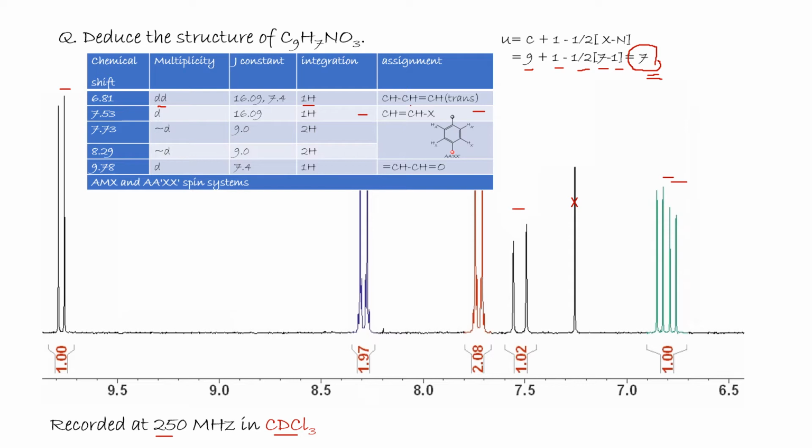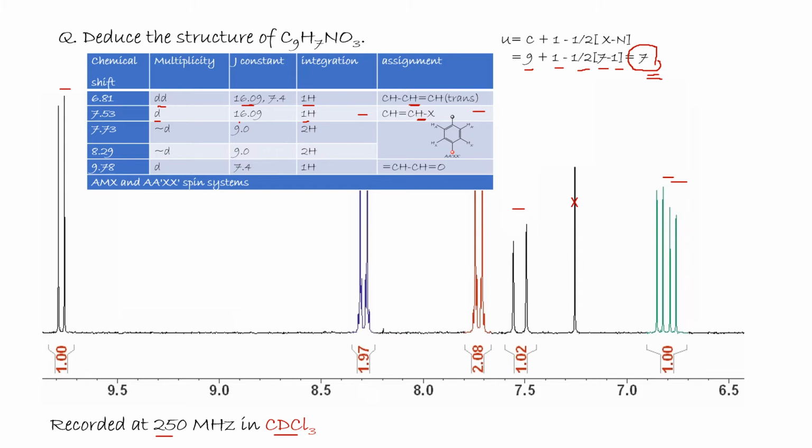This means that we have a CH here, adjacent to 2 hydrogens. One will be trans with a high J value of 16, and another one flexible, average of 7.4. Peak at 7.53, doublet, 16.09 hertz, 1 proton. This means that we have the proton adjacent to only 1 proton in trans position.